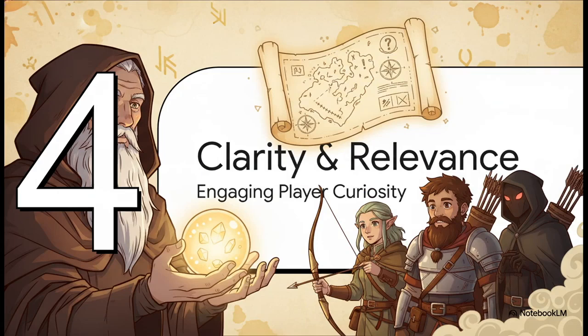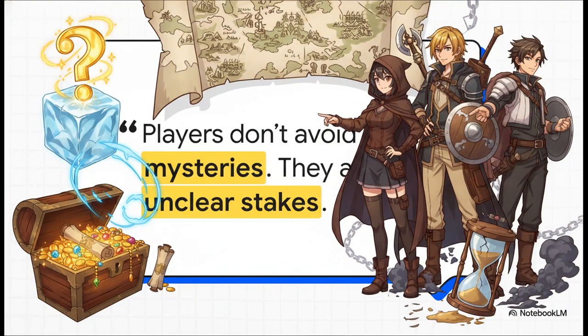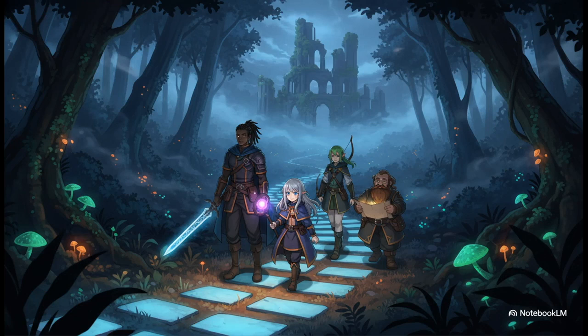Okay, let's move on to our next 2 levers, clarity and relevance. And this first one, clarity, leads us to a bit of a hard truth, especially for those of us who love creating deep, complex mysteries. See, players don't actually hate mysteries. What they hate is unclear stakes. A mystery where they feel like they're making no progress just feels like failure to them, even if you, behind the screen, know they're on the right track. So the solution isn't to get rid of mystery. It's to give your players partial clarity. They don't need the whole answer dropped in their lap. They just need confirmation, a little breadcrumb that tells them, yes, you're on the right path. That's what keeps curiosity going.